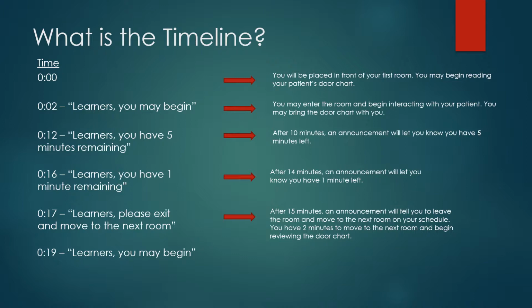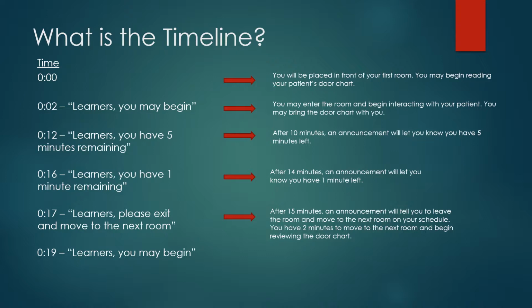After 10 minutes in the room, an announcement will let you know that you have 5 minutes remaining, and after 14 minutes in the room, an announcement will let you know that you have 1 minute remaining. After 15 minutes in the room, an announcement will tell you to leave the room and move to the next room on your schedule.